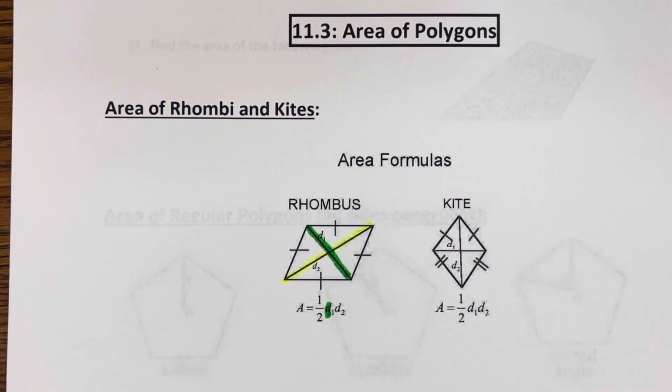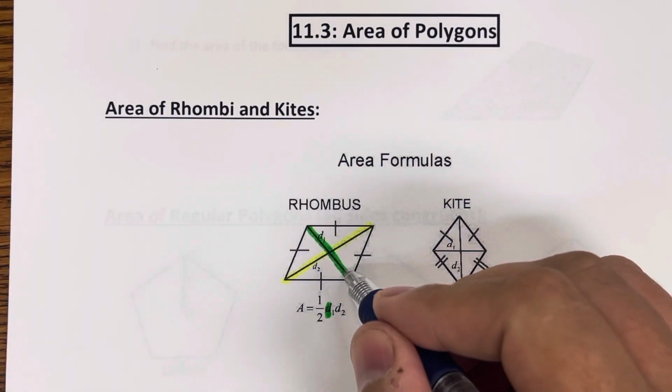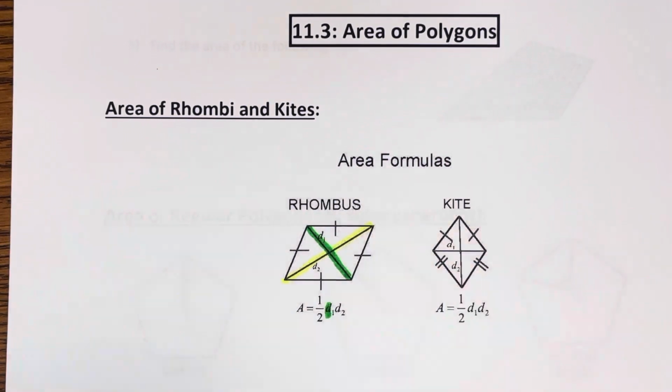Keep in mind a couple details of a rhombus. The diagonals of a rhombus do indeed bisect each other. So this green segment is cut into 2 equal parts, and so is the yellow one.